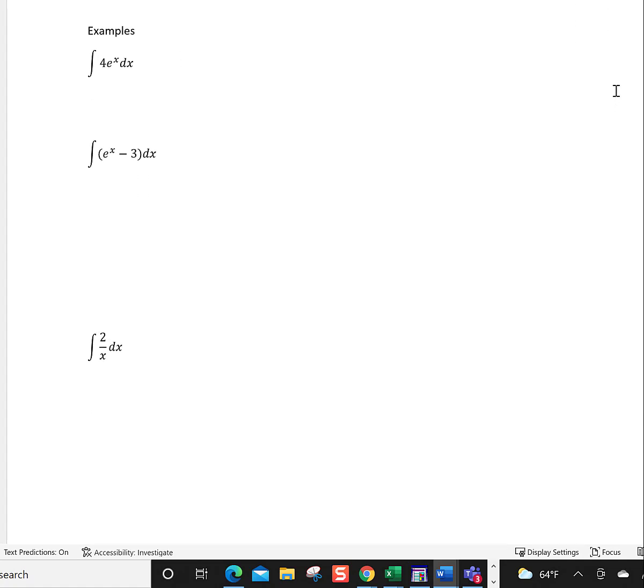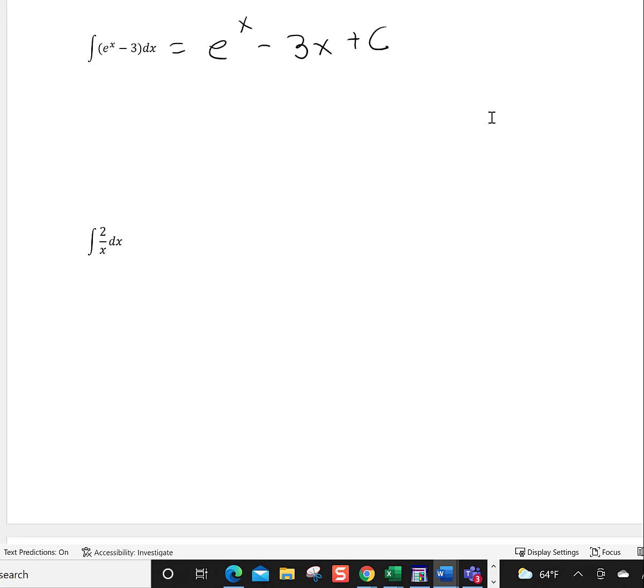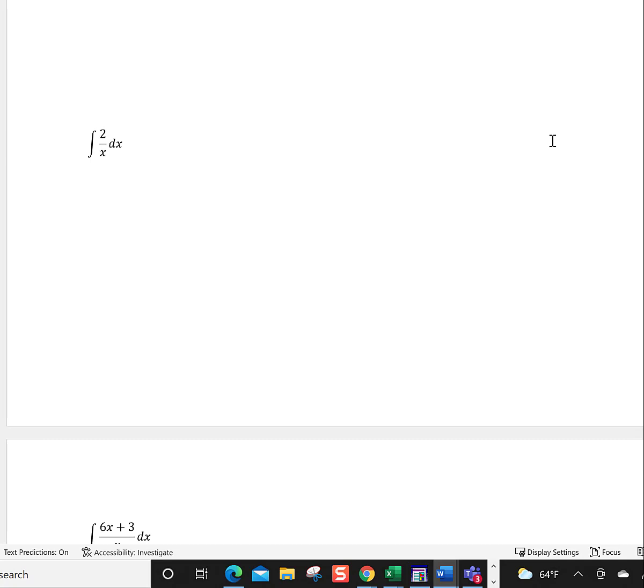Let's start with the integral of 4e to the x dx. It will be 4e to the x plus c. Nothing big happened. Even if I make it bigger, so I have the integral of e to the x minus 3, it will be e to the x. The negative 3 is going to pick up an x, and then I have plus c. So the power rule is still there for things that are not e, but e to the x just stays e to the x.